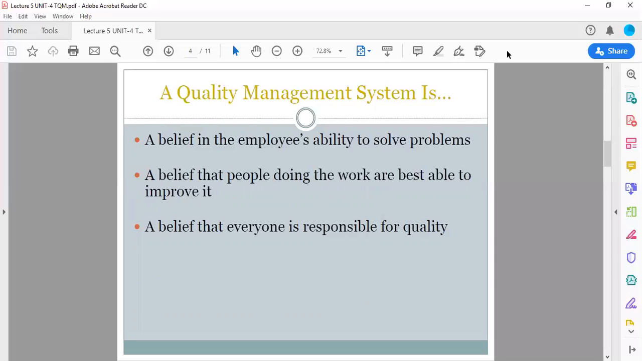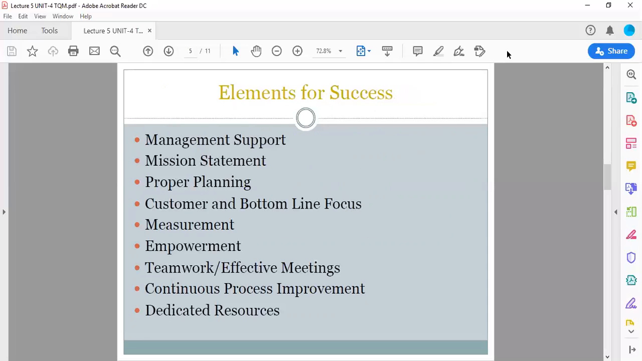Next, the person who is performing the work must be best in his work in order to improve the quality. The last one is a belief that everyone in the organization must be responsible for the quality. So that is all about the quality management system.